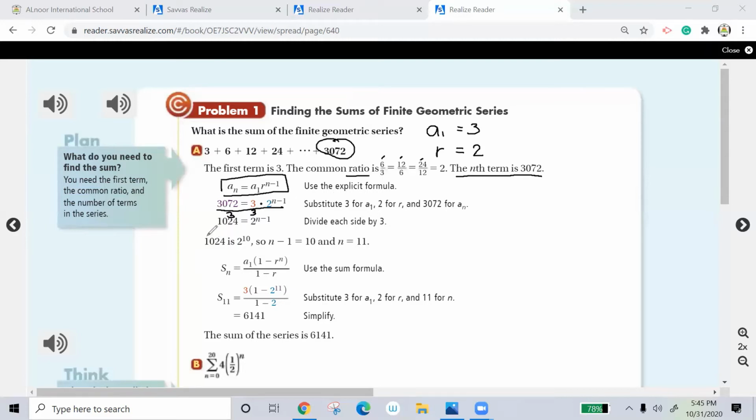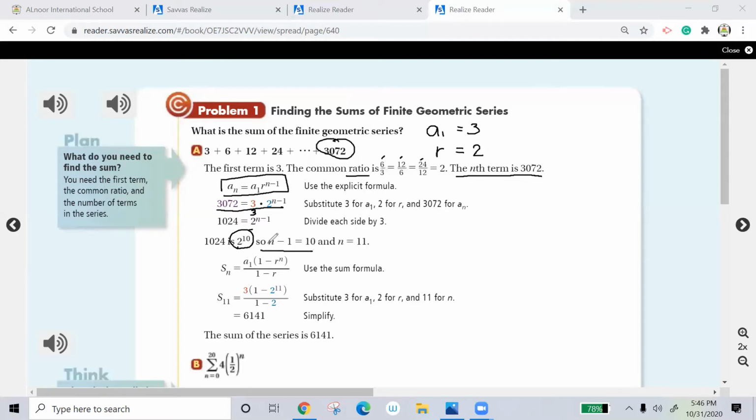Okay, now we have 1024 equals 2 raised to n minus 1. Since we have our 2 here, what number raised to a number gets 1024? Yes, that is 2 raised to 10. So it means 1024 is 2 raised to 10. So n minus 1 is equal to 10.